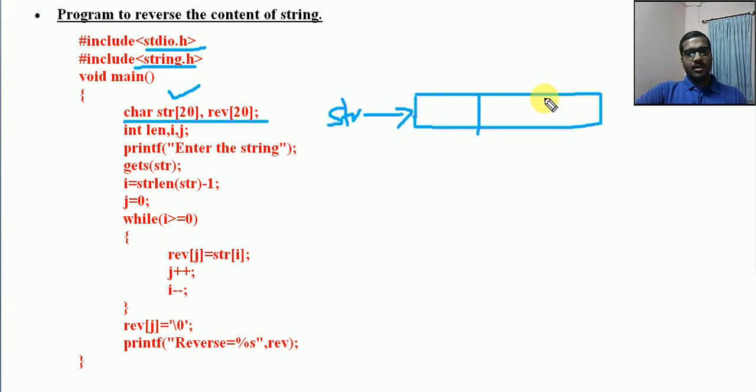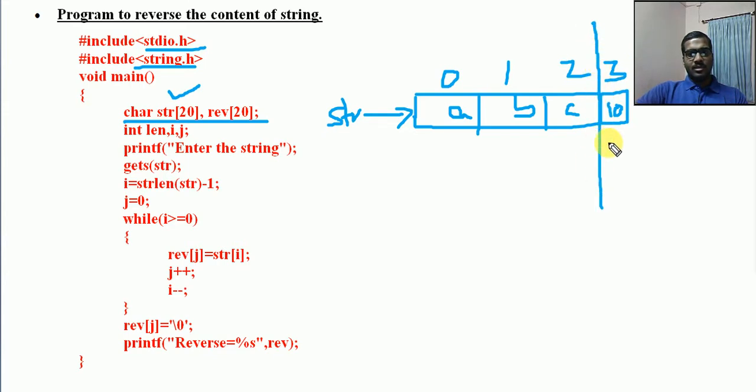Assume that we have three characters at 0, 1, 2: A, B, C. Of course we also have a fourth portion, that is \0, in the next location, that is 3. So up to here only we have the exact string. The next portion is reserved for \0. Remember that.